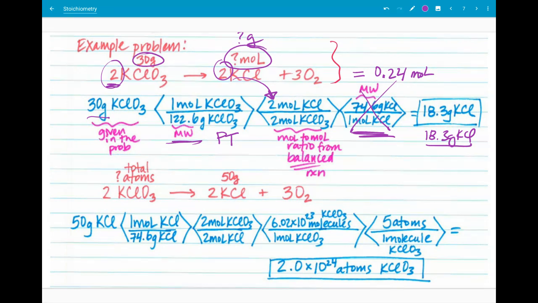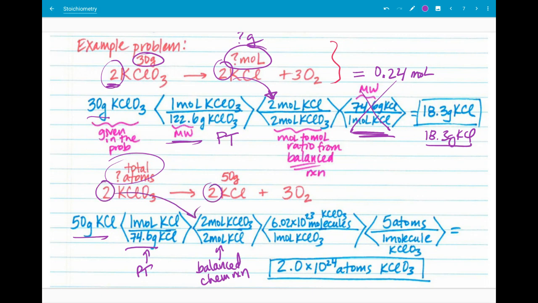Now, if we look at the next question, we have 50 grams of KCl, and it wants to know total atoms of KClO3. So again, we're going to start with KCl. We know we have to go to moles because it's the only way we can convert from one compound to another. So I'm going to divide by the molar mass. So again, this is from the periodic table. And then this middle part is my mole to mole ratio from the balanced chemical reaction. So again, the 2 moles are from here. These moles are from here. And this is the only place that you'll have numbers that are different than 1.